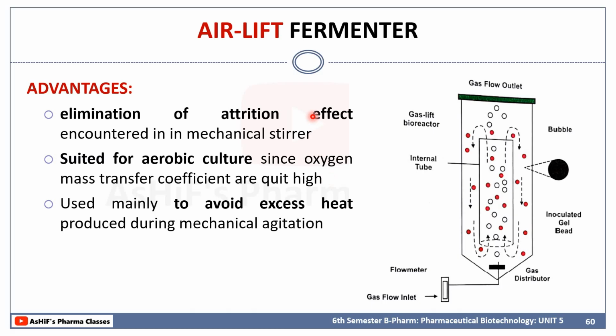There are some advantages for these airlift fermenters, because since we are not using any kind of mechanical stirrer, we can eliminate the attrition effect. So what is meant by attrition? It is the normal energy production. There will be a conversion of mechanical energy into heat energy, so there will be an increase in temperature. Since we are not using any mechanical stirring, we can eliminate the attrition effects encountered in mechanical stirring, and it is most suited for aerobic culture also, mainly to avoid the excess heat produced during mechanical agitation. So that is the advantage of the airlift fermenter.